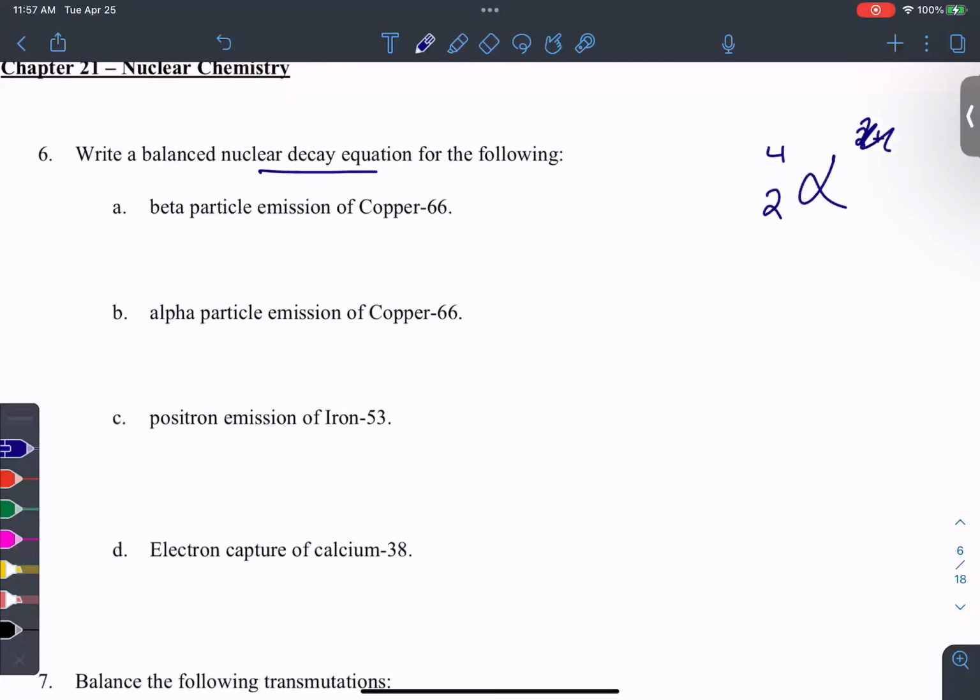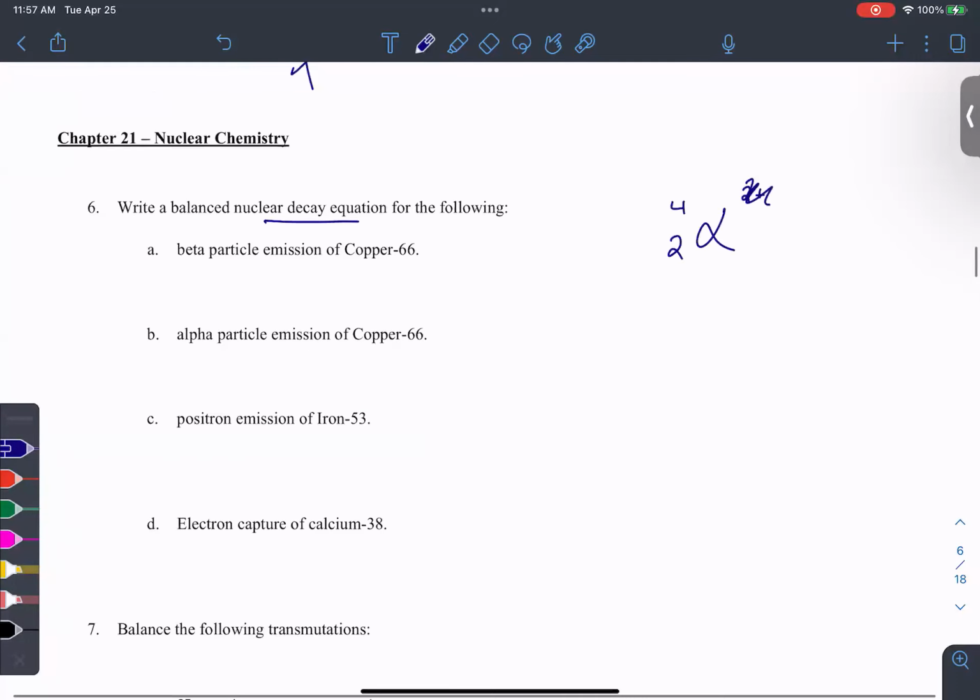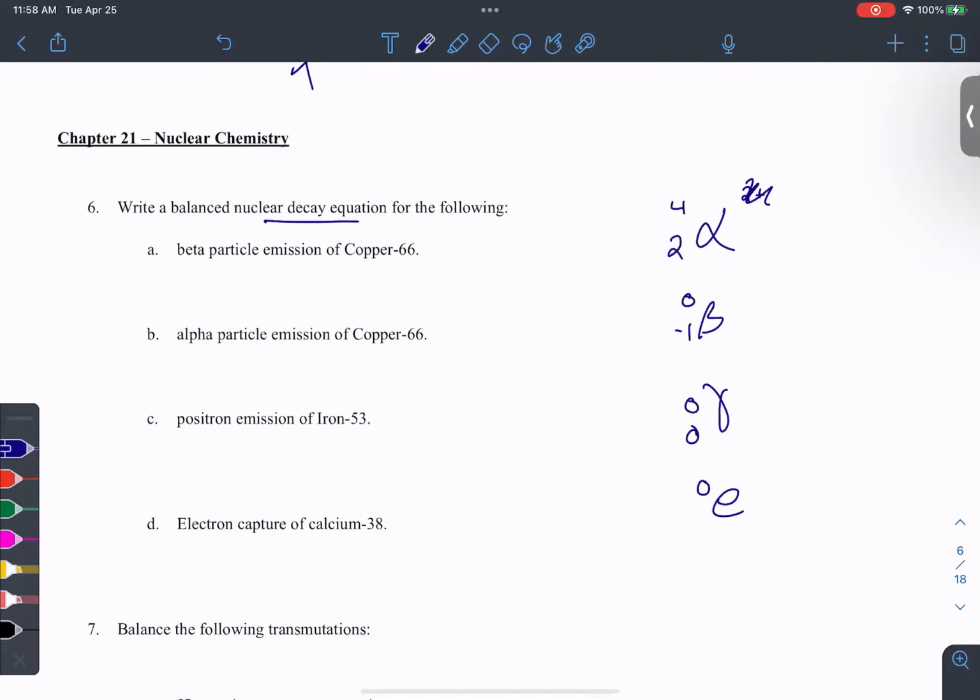So that's an alpha particle. A beta particle is 0 and -1. What else is there? Gamma, what is gamma? 0, 0, it's literally pure energy. Then what else did we talk about? Positron emission is 0 +1. And then the last one is, what is it? Electron capture. So it's 0, -1, but it's a reactant.